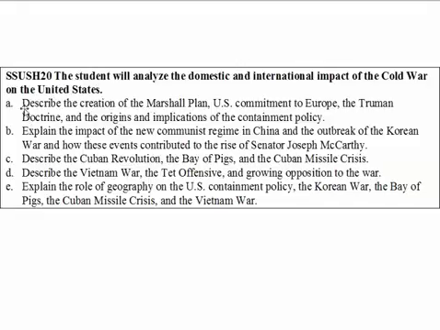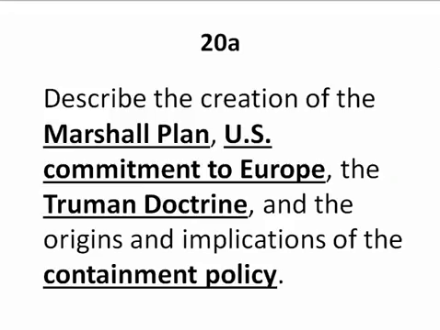Here's 20. Here we have A, B, C, D, E. We have 5 substandards. Alright, so let's look at this top one here. The student will analyze the domestic and international impact of the Cold War on the United States. So we're going to analyze how the Cold War impacted the United States domestically and internationally. Okay. Alright, so here's 20A.